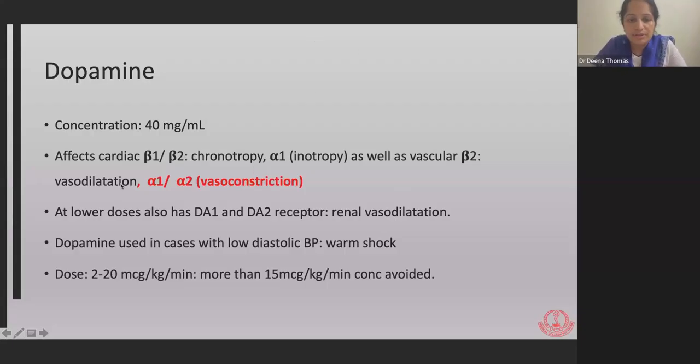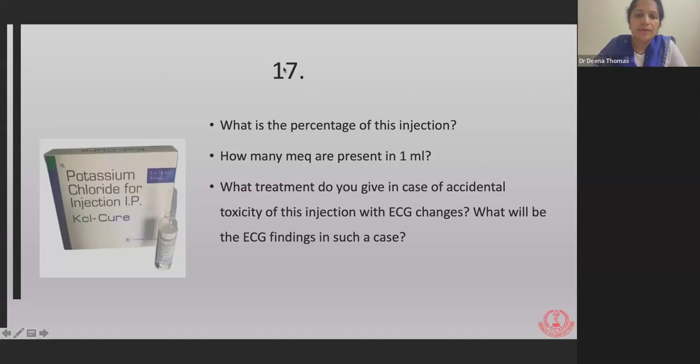Coming to the next, what is the percentage of this injection? Potassium chloride. How much percentage? So I have 8 minutes more, I'll wind up fast. The milliequivalents, everybody has correctly answered, 2 milliequivalents per ml. What is the percentage? It's a 15% injection. And what is the treatment you give in case of accidental injection? You have ECG changes in accidental injection. We have already covered this in the case of calcium. It is calcium gluconate.